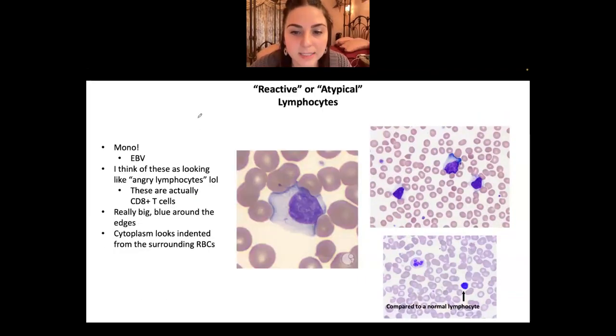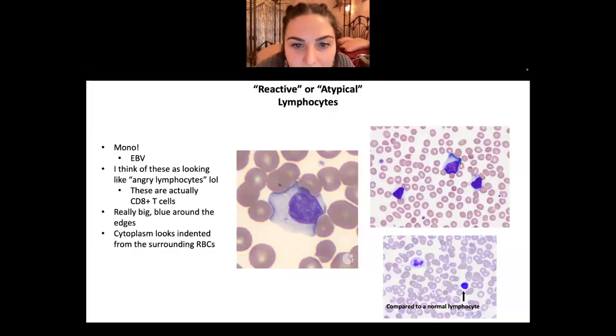Okay. This is your clinical thing. Something cool clinically is if you have a reactive or an atypical lymphocyte, it looks nothing like a lymphocyte. It's reactive. It's reacting to something. This is an indication of mono. Epstein-Barr virus causes mono. If you've ever had mono before and they've looked at your blood, you're going to have reactive lymphocytes. And I always say this, they're reactive because they're angry. They're very angry lymphocytes.